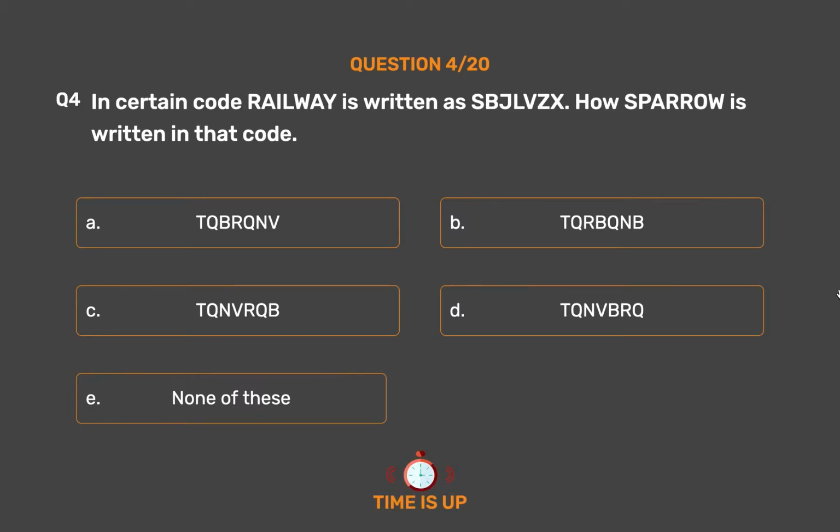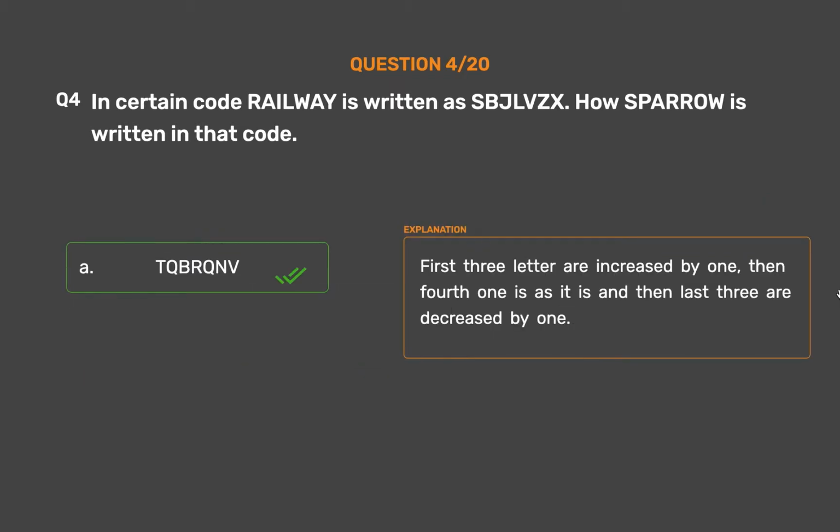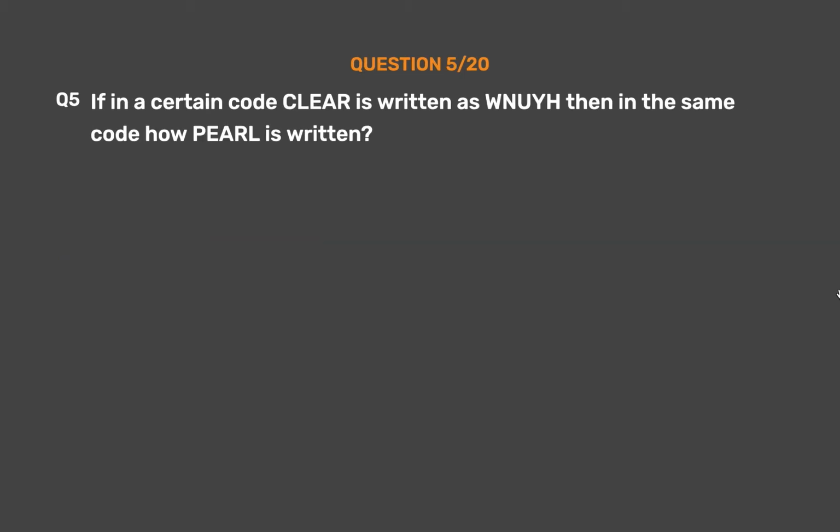The correct answer is Option A. TQBRQNV. The first three letters are increased by 1, then the fourth one is as it is, and then the last three are decreased by 1.